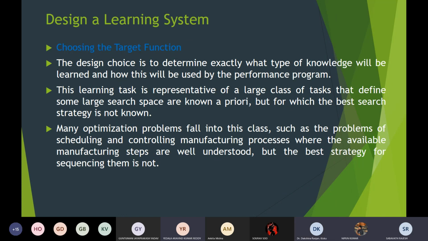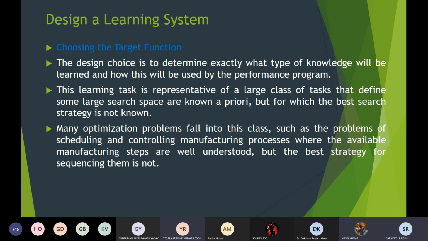Now the question is how to choose the target function. If we look at any learning system, it will depend upon two major factors. One is the type of knowledge that we use, and the other is how we can use this knowledge to enhance the performance. When we design a learning system, we need to determine exactly what type of knowledge can be learned, and how this knowledge can be used to enhance the performance.